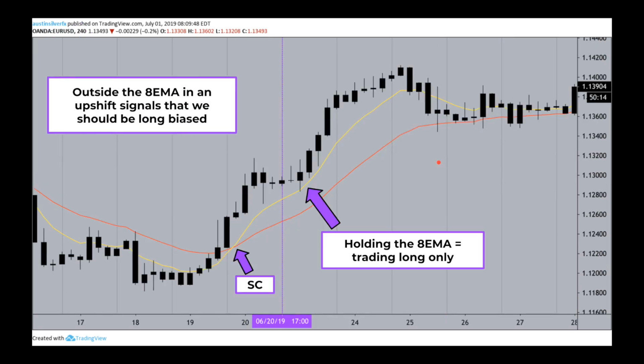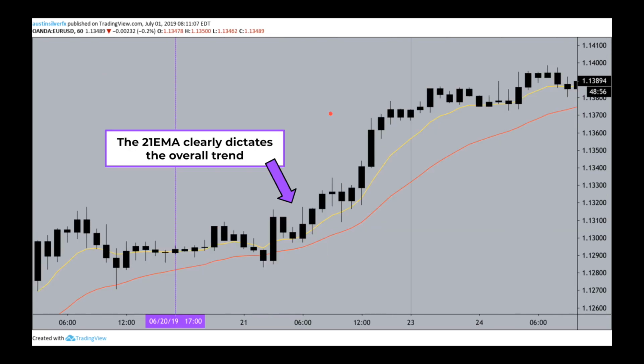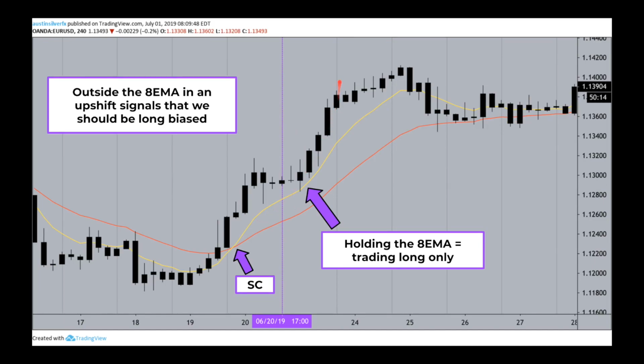Here on the 4 hour chart, you can see we are also on the 20th and 21st outside that 8 EMA. You see how price action is above the 8 EMA. So over the course of these 2 days, you're only going to be wanting to trade this long. You see we had a shift candle right here, which put us into an upshift.